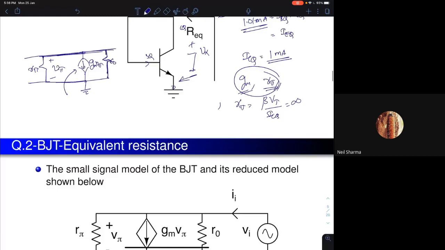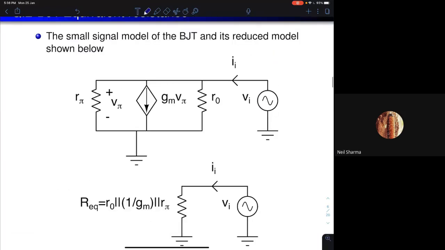So now what are you going to do? You have a small signal model that looks like this: R pi, Gm V pi, R naught, all three in parallel. So you will apply a test voltage here, it can be Vi, and we are finding the current Ii flowing through that. Now this current Ii splits into three currents.